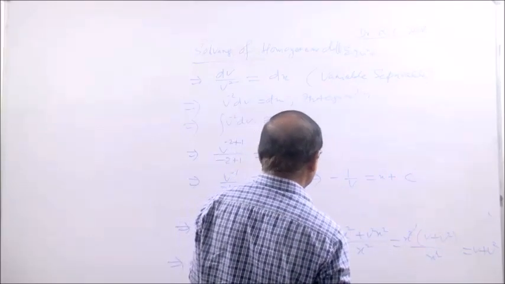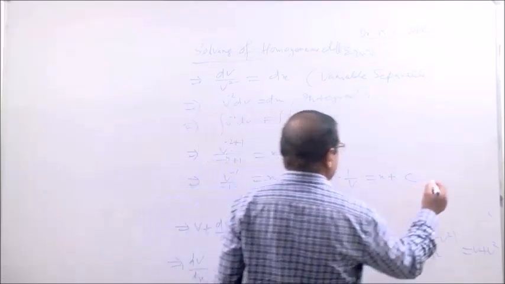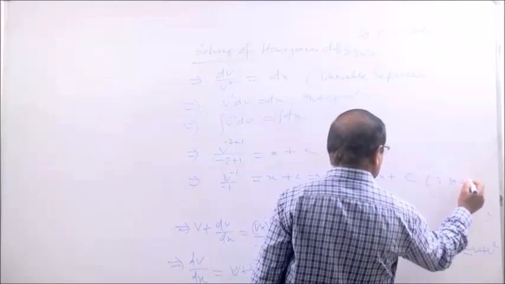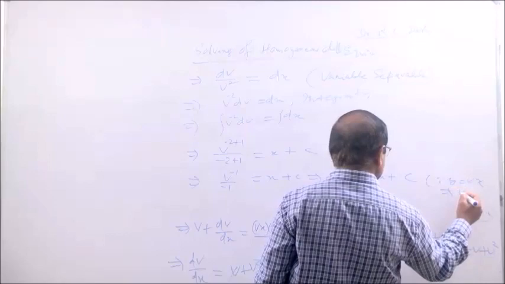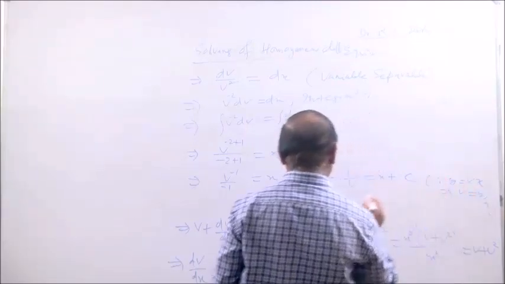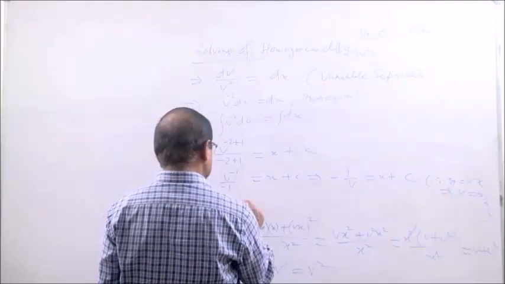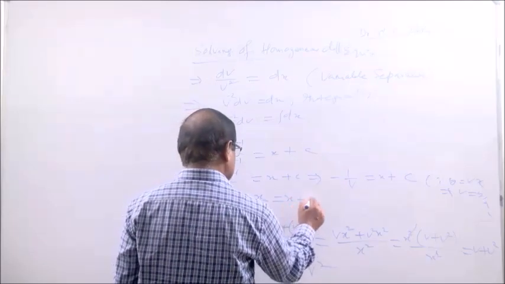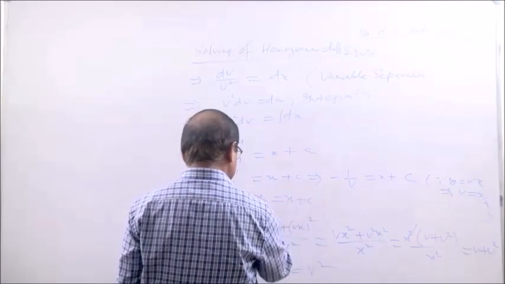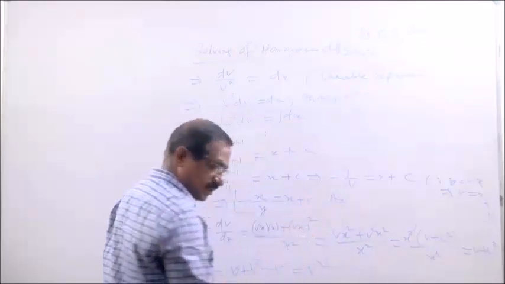But what is v? We have taken y is equal to vx, that implies v is equal to y by x. So this becomes minus x by y is equal to log x plus c. This is the answer. You may simplify further.